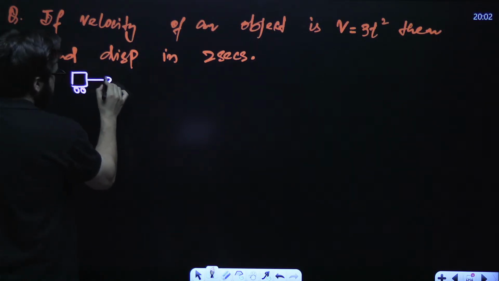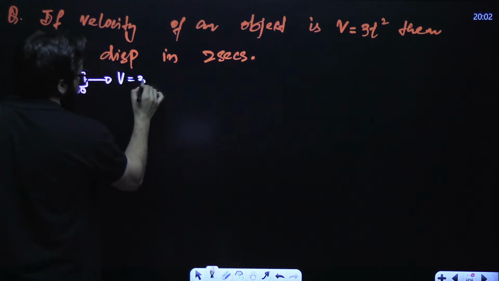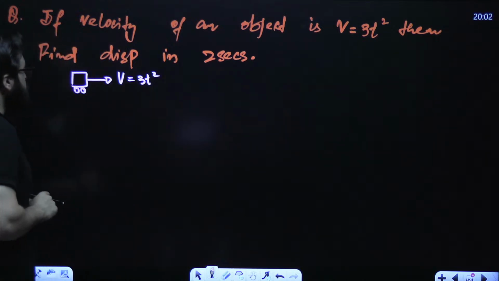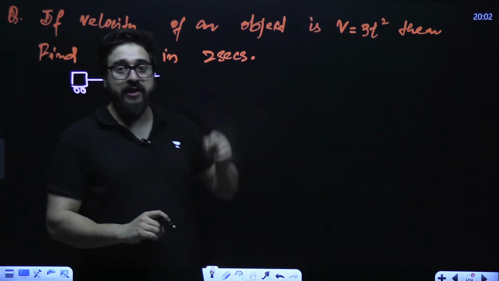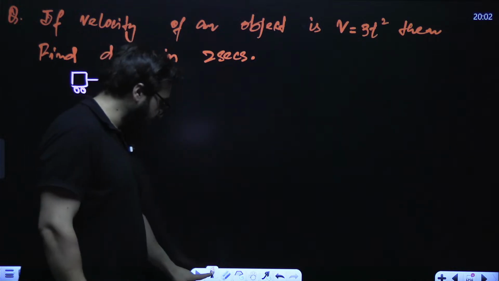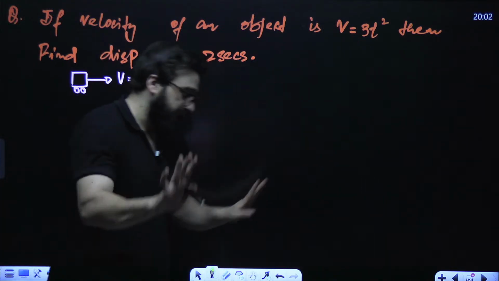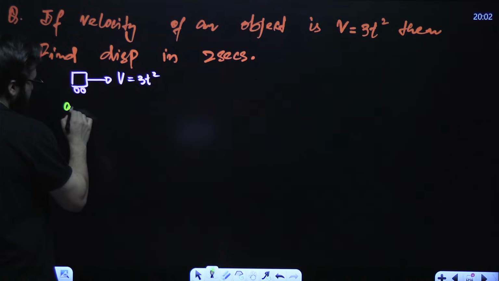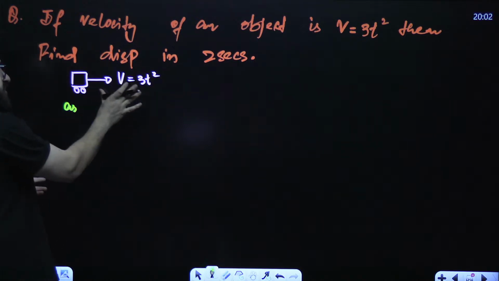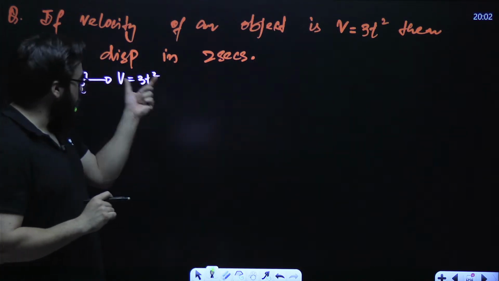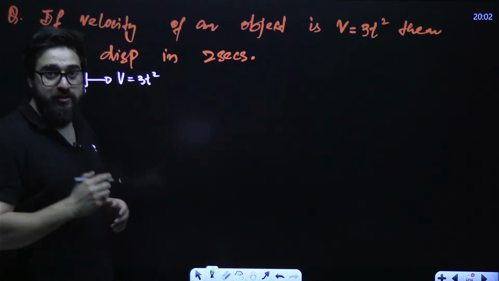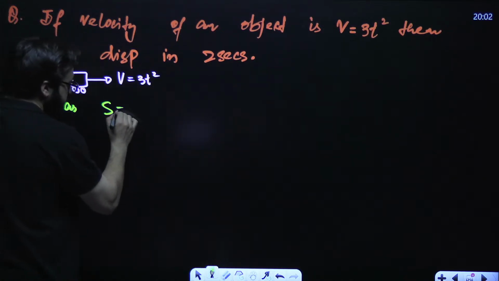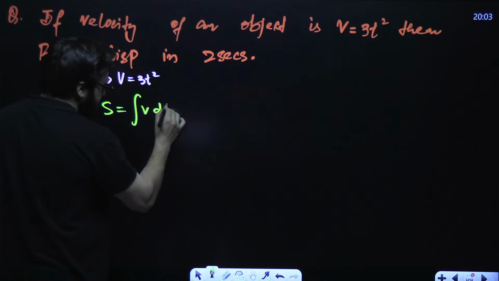Like if an object is moving with a velocity, let's suppose we have got an object over here. This object is moving with v is equal to 3t square. Then find the displacement in 2 seconds. Guys, in this particular case velocity is given, we have to find the displacement. So can I say displacement will be simply integration of v dt?